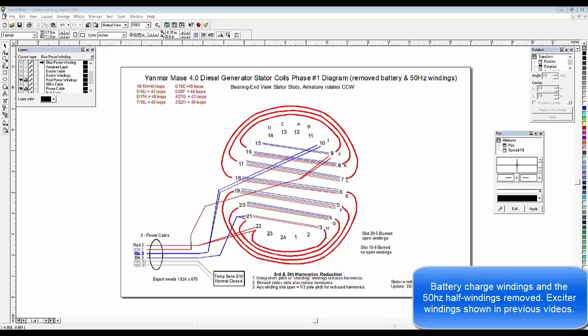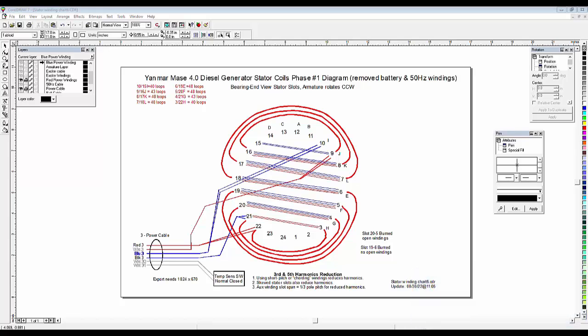Welcome back to this generator reverse engineering project. Life got in the way and everything got delayed for quite some time, so now we're back to it again. So I'm going to do a quick review.